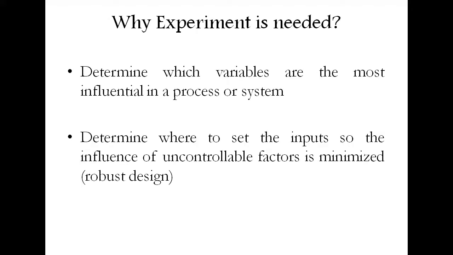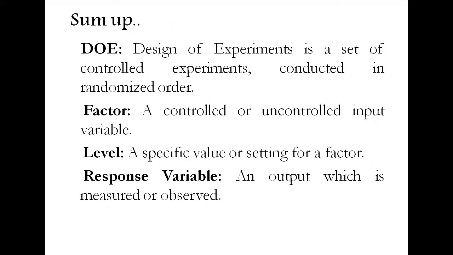Why is DOE or experiment needed? Determine which variables are the most influential in a process or system. So with the support of design of experiments, you can easily identify the most influential parameters in the particular process or system. Determine where to set the inputs so the influence of uncontrolled factors is minimized. Summary of design of experiments. DOE, design of experiments, is a set of controlled experiments conducted in a randomized order.